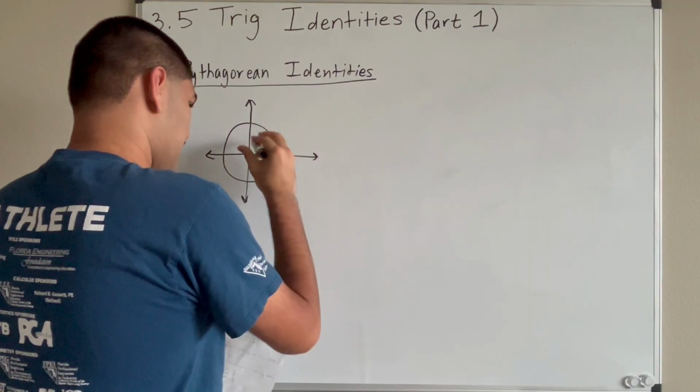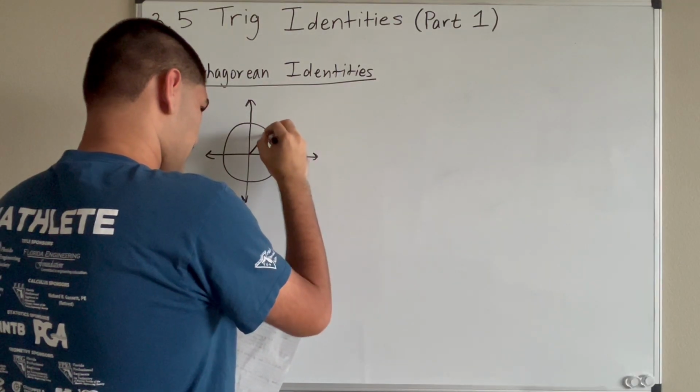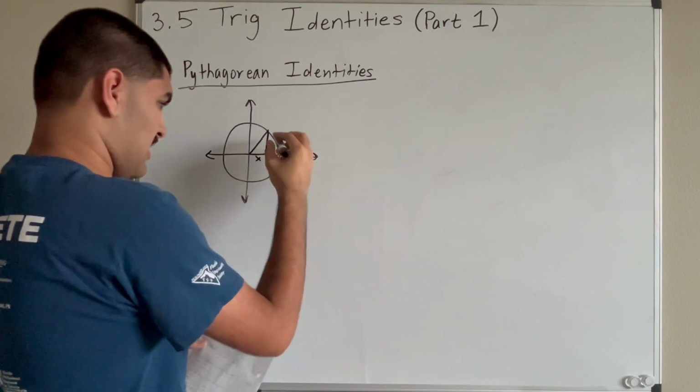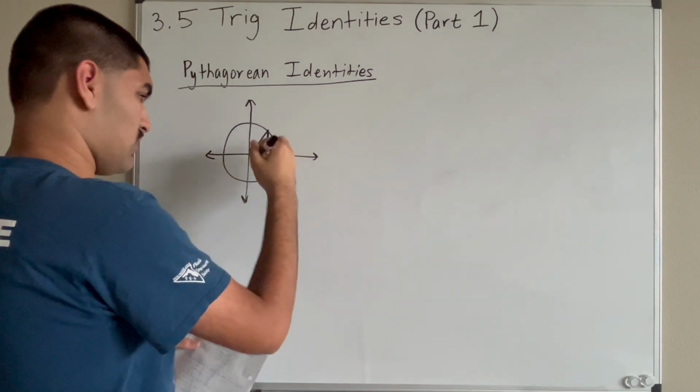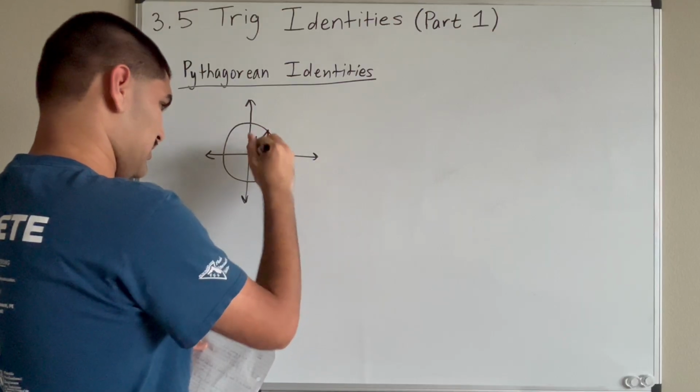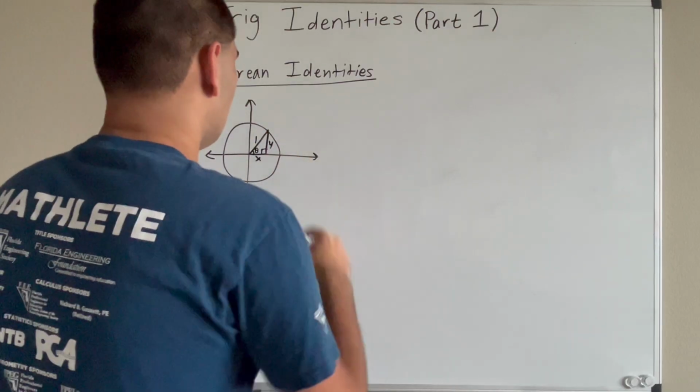But anyway, to begin, let's say we have this reference triangle, the unit circle, right? So we'll say this length is x, this height is y, and then the hypotenuse is 1, and then this angle is theta.